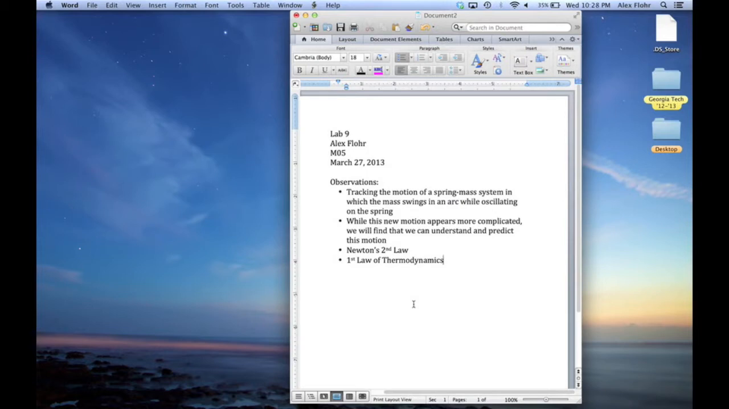We will be observing and tracking the motion of a spring mass system in which the mass swings in an arc while oscillating on the spring. While this motion appears more complicated, we will find that we can understand and predict this motion. To do this, we will be using Newton's second law, or the momentum principle, and the first law of thermodynamics.